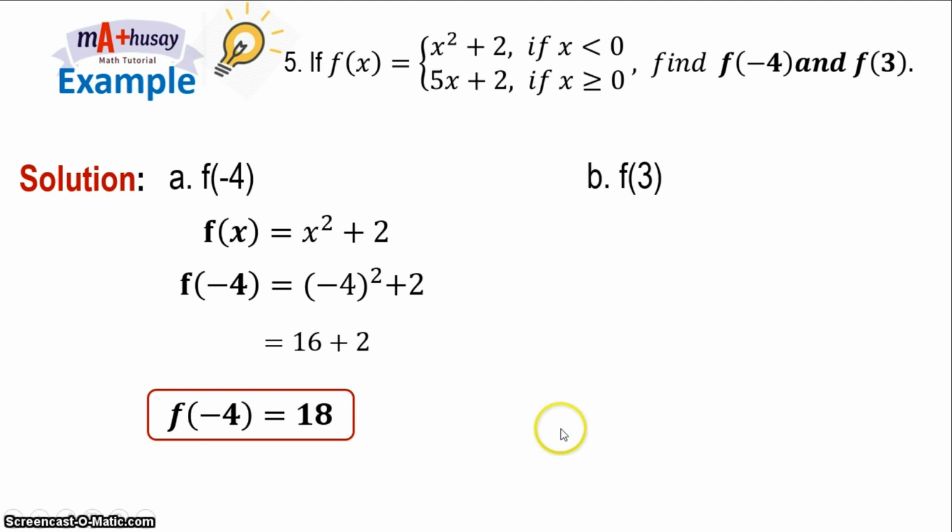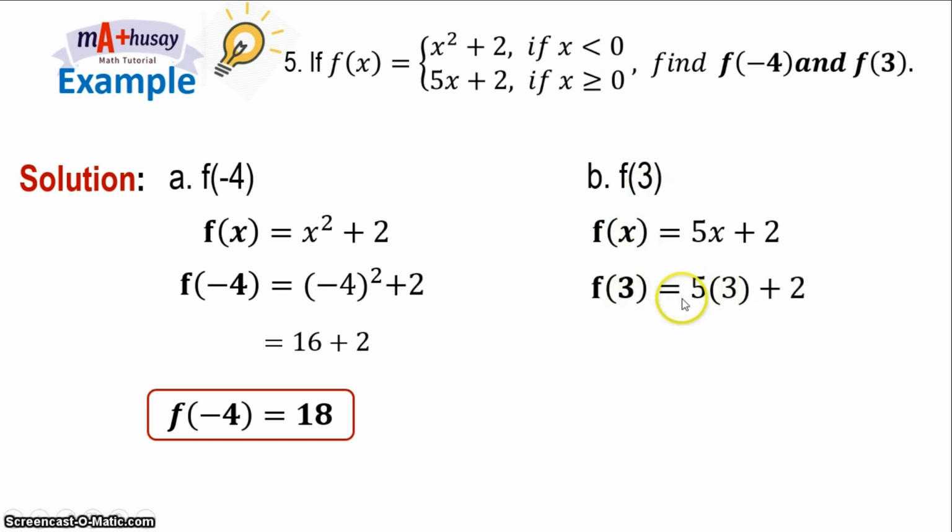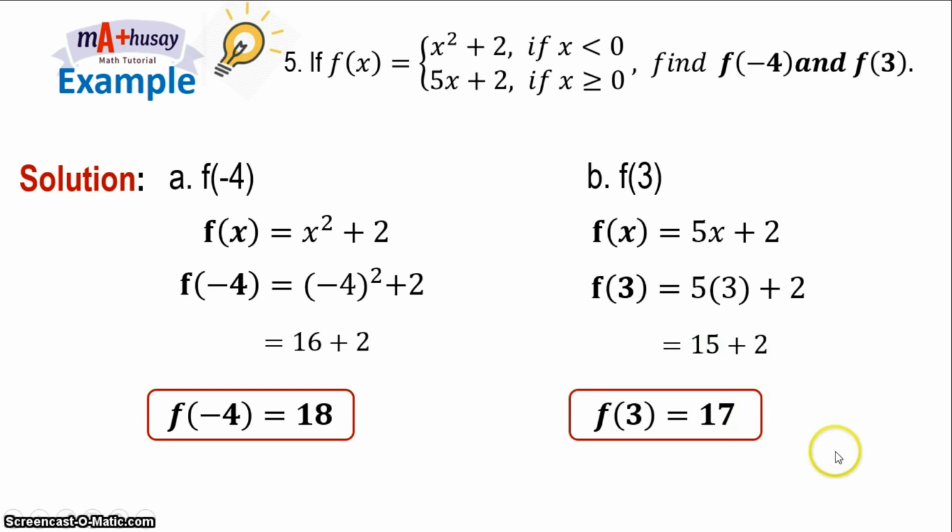So, paano naman natin i-evaluate si f of 3? Tandaan, pabalik tayo sa ating interval. So, ang ating domain ay x less than 0 at x greater than or equal to 0 lang. So, dahil ang x, which is 3, ay greater than 0, gagamitin natin ang function na f of x equals 5x plus 2. So, evaluating this function with x equals 3, f of 3 equals 5 times 3 plus 2. So, pinalitan natin yung variable x ng 3. So, 5 times 3 is 15 plus 2. So, f of 3 is 17.